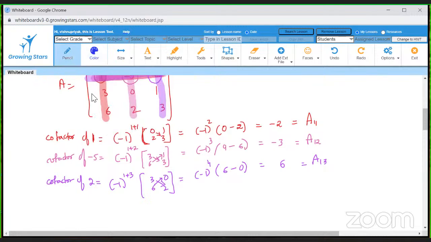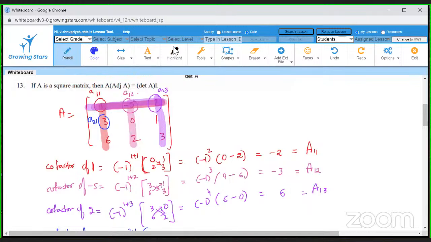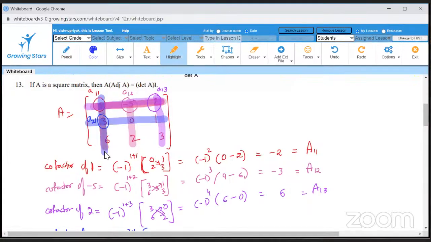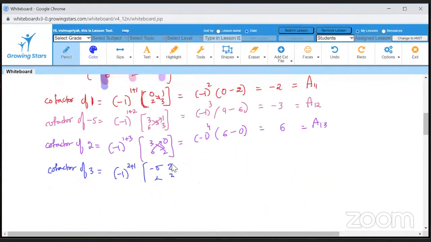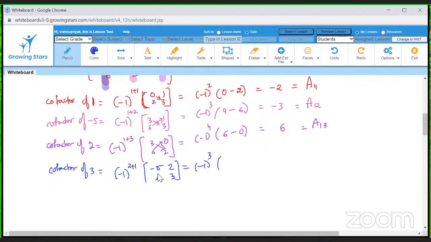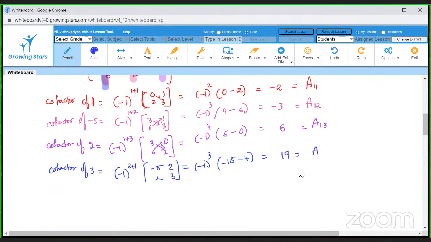Now this is second row, first column, 3. So I'll write the cofactor of 3. Power of minus 1 will be 2 plus 1. And when you remove the second row and first column, what is left? Minus 5, 2, 2, 3. So minus 1 cube. Minus 5 into 3, minus 15, minus 2 into 2, 4. So minus 19 is the cofactor of A21. Like that, you can find the cofactors.